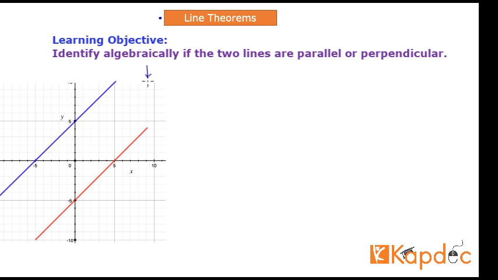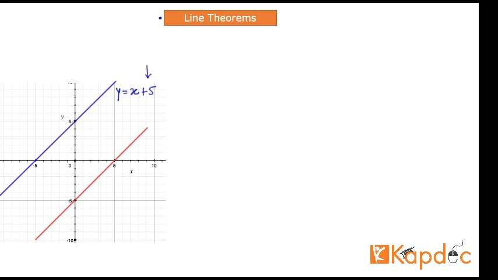So here is, for example, a graph that we have, and then we have drawn two lines. The line 1 is, let's say this is my line 1. It has an equation of y is equal to x plus 5. And then the second line is y is equal to x minus 5.